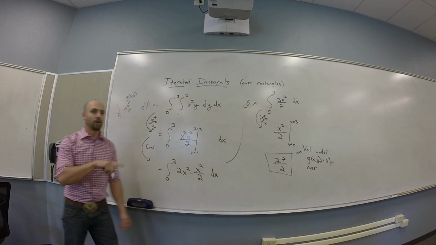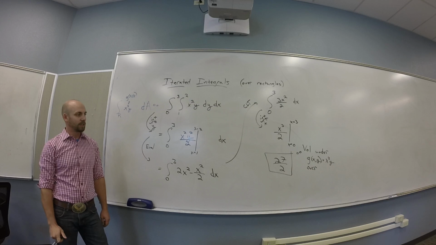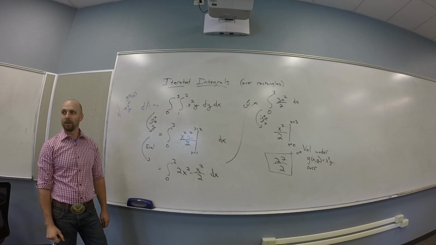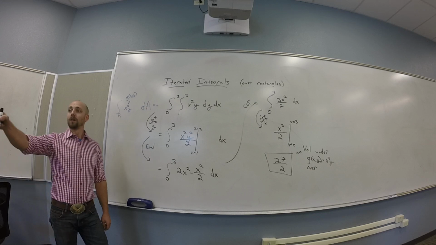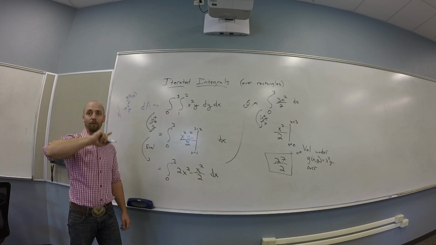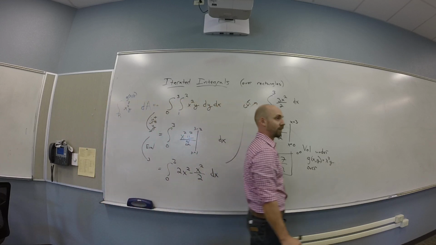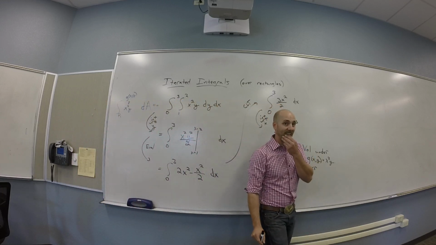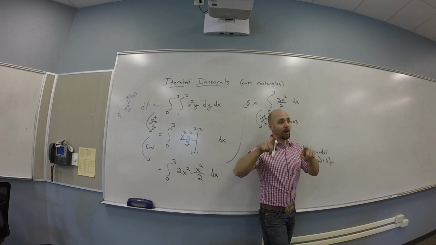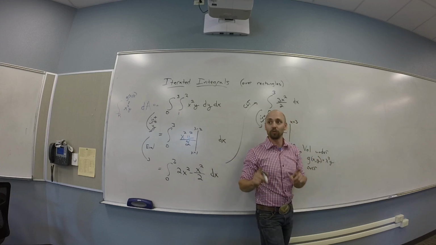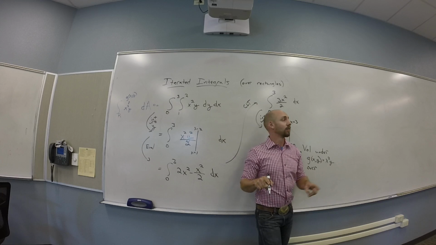So I said that's the volume under g of x and y, which is x squared y, in that domain. Over the rectangle. What's your rectangle? The xy plane? No, it's part of the xy plane. The rectangle lives in the xy plane, but the rectangle itself is where? 0 to 3 and 1 to 2.